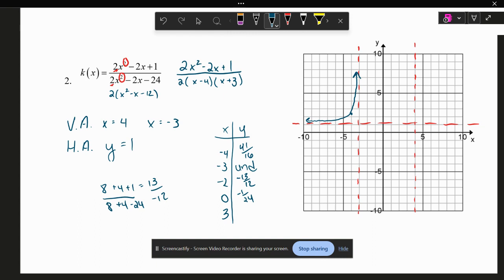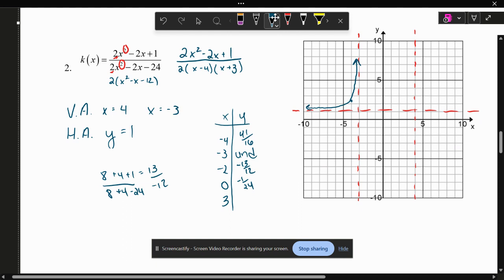And then if I plug 3 into my equation, I get 3 squared is 9 times 2 is 18, minus 6 plus 1, so that's 12, that's 13. And then 3 squared is 9 times 2 is 18, minus 6 minus 24. So that's 12 minus 24. That's going to give me negative 12 again. That's weird how that worked out. It doesn't always do that. So let's go over here and plot the points.